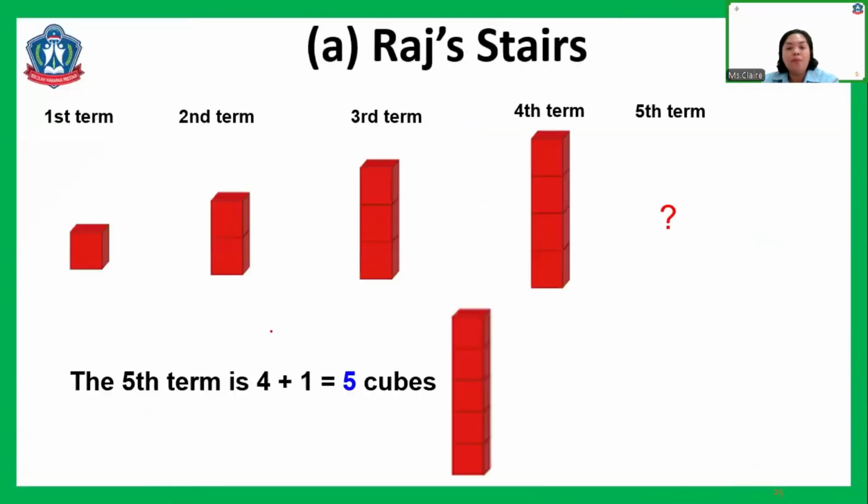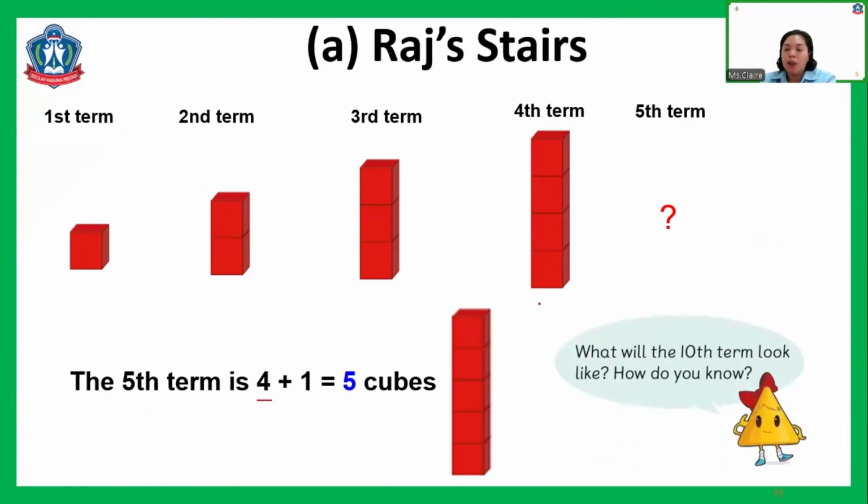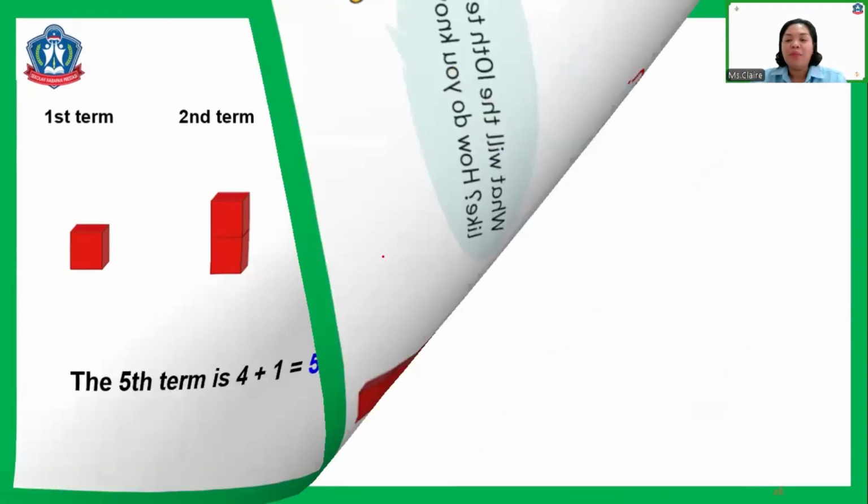Okay, so to get the fifth term, we add 1 to the fourth term, which is 4, and that is 5. So what will the 10th term look like? So remember, our term-to-term rule is always add 1 each time, 1 cube each time. So the 10th term will look like a very tall stair with 10 cubes. It's very tall. You have to be careful.